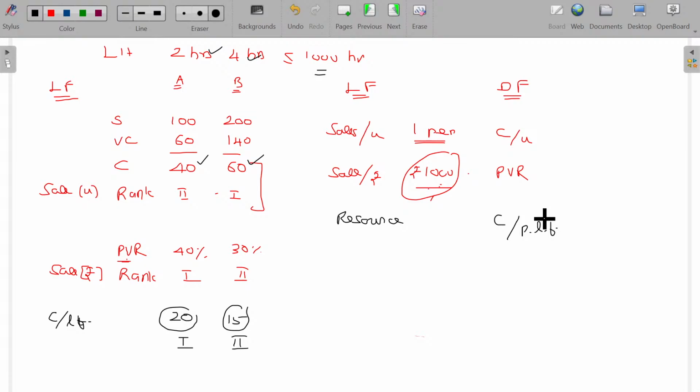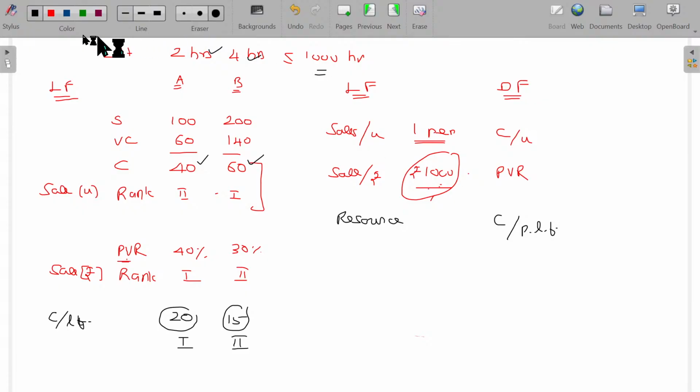3 categories are there. One is sales in units is the limiting factor. Another one is sales in rupees is the limiting factor. Last one being any resources. Any resources means it may be raw material in kg, or some raw material may be in liquid form in liters, limiting factor. Labor hours, limiting factor. Machine hours, limiting factor. Whatever the limiting factor, you have to find out the contribution per limiting factor. That particular commodity which gives you more revenue per limiting factor will be chosen.